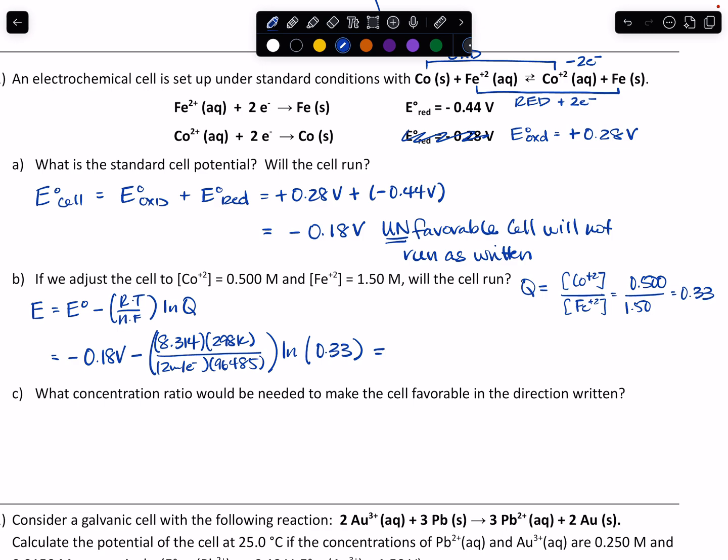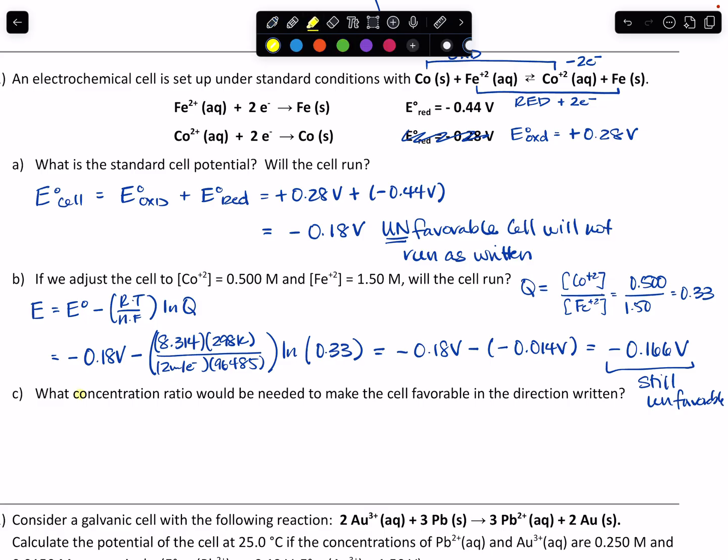we should find that we have negative 0.18 volts minus negative 0.014 volts. And if we do that math, we're going to end up with negative 0.166 volts. So our cell potential became a little less negative. So it became a little more favorable, but still unfavorable. Still not going to run.